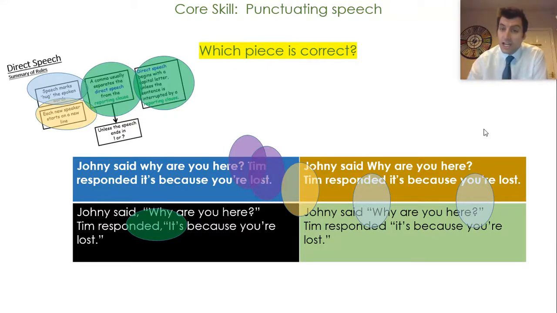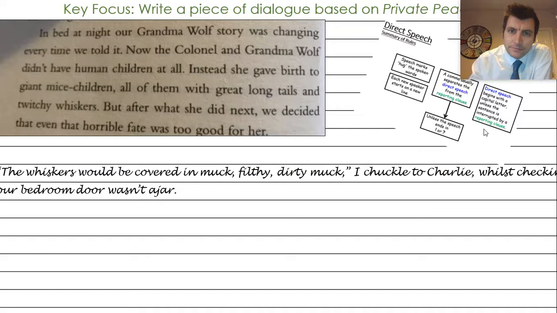from the reporting clause. So here the reporting clause is before the direct speech. It can be either side of the direct speech. But we've also got that capital letter for "Why" and for "It's" to show that that's the opening element of that piece of direct speech. Okay, so just remember those elements and then you'll see that the black one, the bottom left one, is the best one. If it were a quadrant, it'd be the third quadrant. So that piece of writing is the best one.